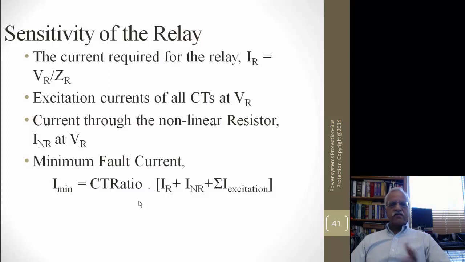So the sensitivity of the relay also, we can select it here. IR is VR divided by ZR. Excitation currents of all CTs, you have to make sure you check the excitation current from the excitation curves of the CTs at the voltage that is developed, and then you can calculate what is the minimum fault current that is required for the relay to operate.